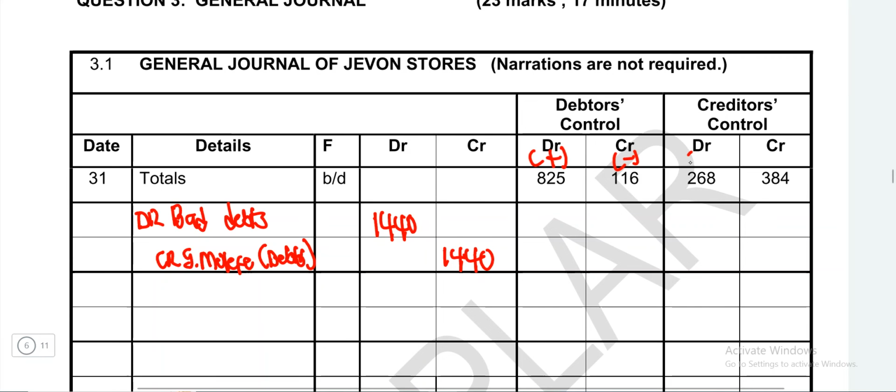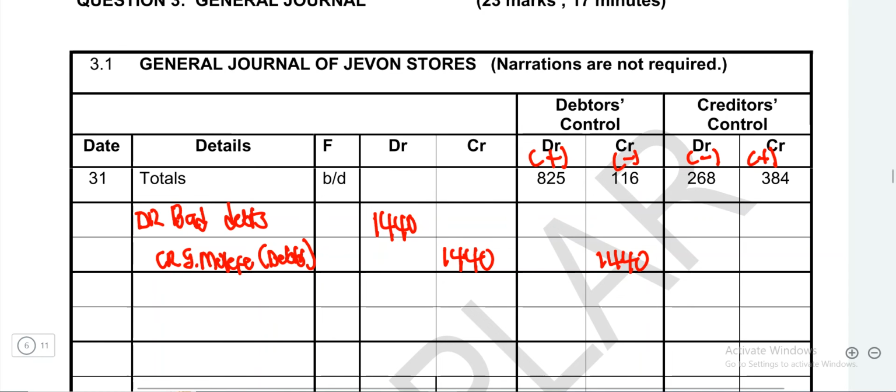Okay, remember, your debtors control increases on the debit side and it decreases on the credit side. So we need to check. We are writing off someone, meaning that particular person no longer owes us. So what must we do? We must take that person out of the debtors control, because we are saying that the debtors account, which is G Molefe, would be credited. So meaning that we must minus that person here. So it would be 1,440 on the credit side of the debtors control, because we are writing off this person.